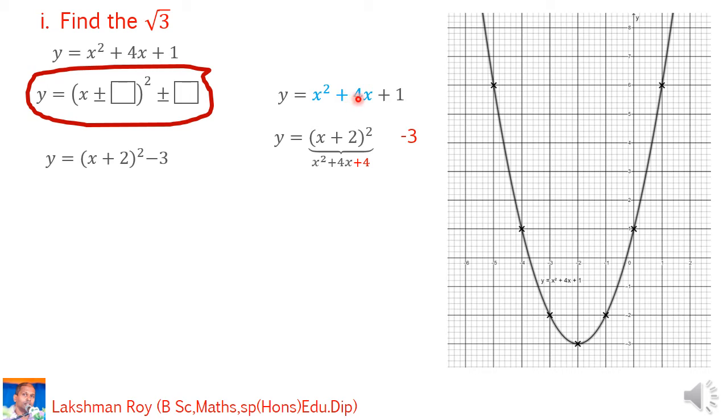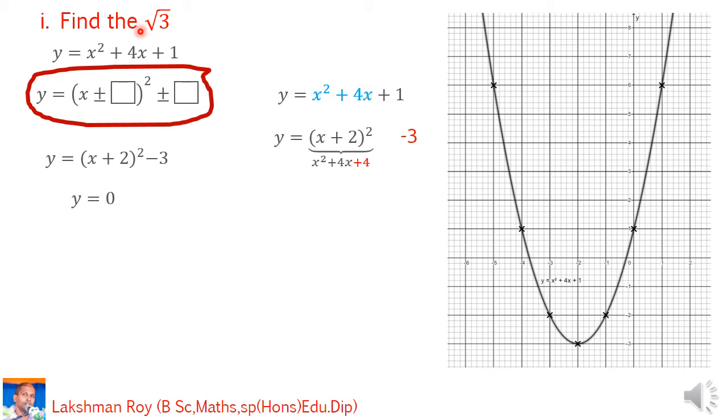So that means the function y equals x squared plus 4x plus 1 can be written as y equals (x plus 2) squared minus 3, right? That is the form we want. That's why I'm explaining it here. Now using this form, y equals (x plus 2) squared minus 3, we can find the square root.